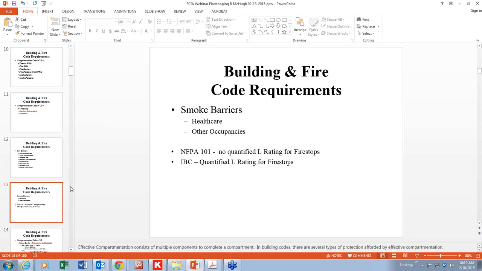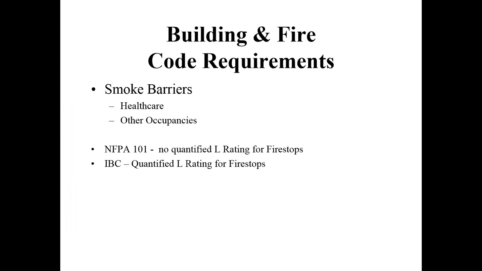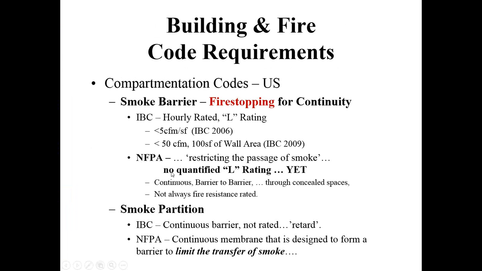It'll talk about less than 5 cubic feet per minute per square foot of opening area as well, and then a quantified L rating for 100 square feet of wall area, meaning 50 CFM per 100 square feet of wall area. This is a key thing to remember because this is where the codes and the standards kind of mix together. Codes dictate that we have a certain quantified L rating. The test standard says you come up with the L rating by testing the sample a certain way. In this case, in the International Building Code, it has a quantified air leakage rating.